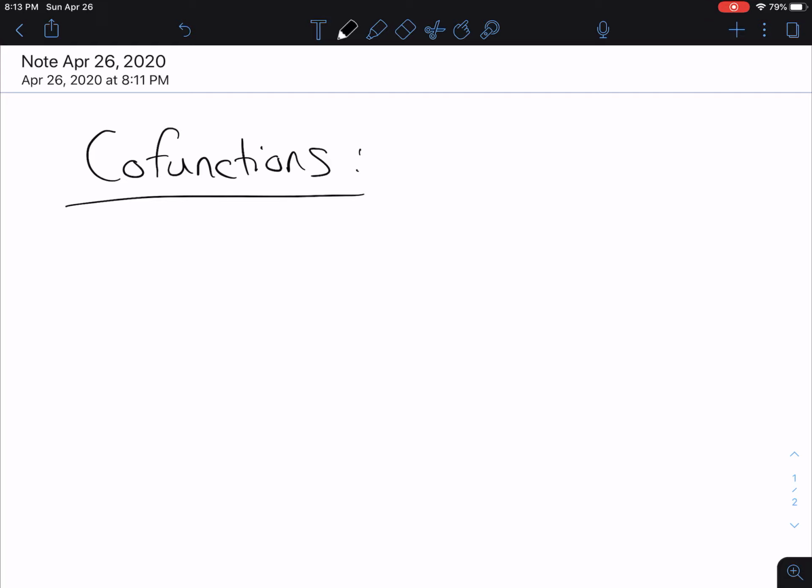Today we're going to be talking about cofunctions. Cofunctions are a trig topic that are super easy to learn. Really easy concept here. The idea is that we have pairs of functions. You'll remember that we have sine of x as a function, cosine of x as a trig function, and tangent of x as a trig function.